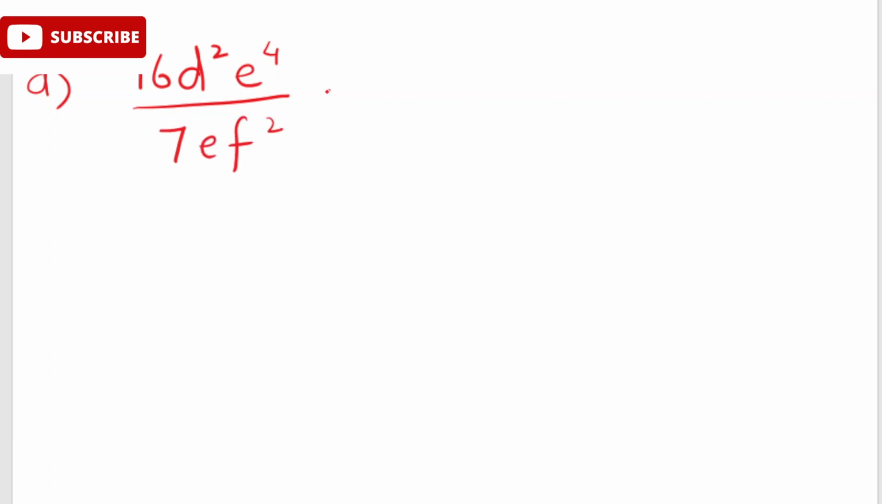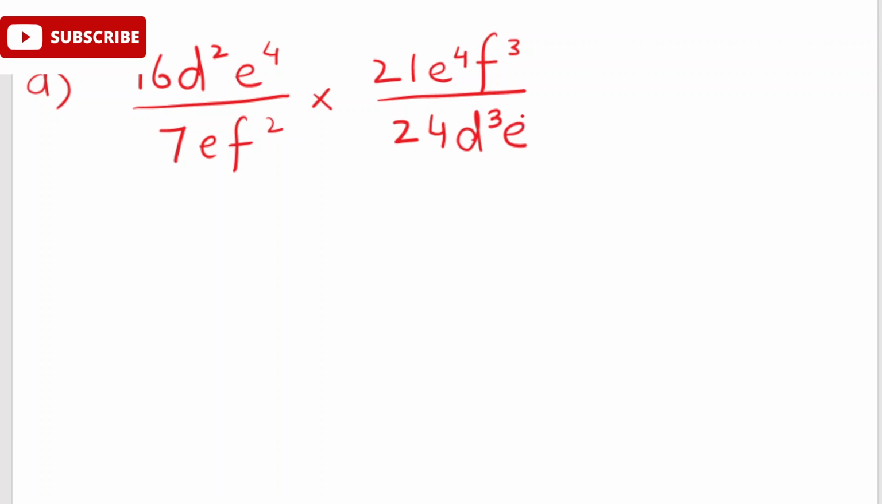After this we completed the C part. Now let's try to complete D. The part is 16 d square e bar 4 divided by 7 e f square, times 21 e bar 4 f bar 3 divided by 24 d, and e bar 3 as well.